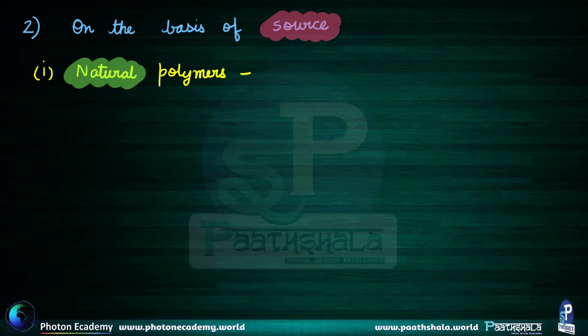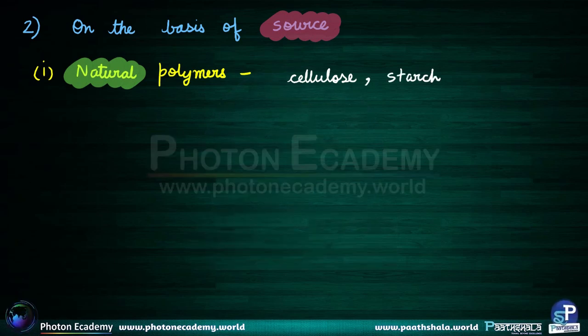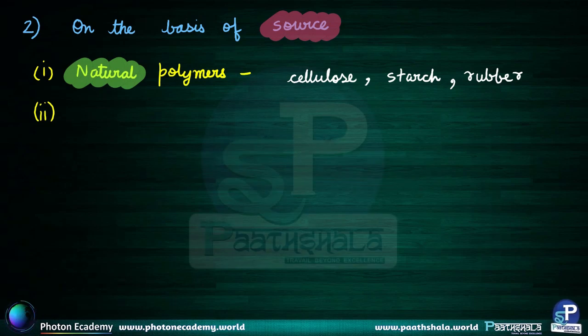Okay, and examples that we can see are cellulose, starch, okay, then we can see rubber. So all of them are natural polymers. Okay. The second category that we see after natural polymers, so we have got natural. If there are natural, there will be man-made polymers, and these man-made polymers are known as synthetic polymers.